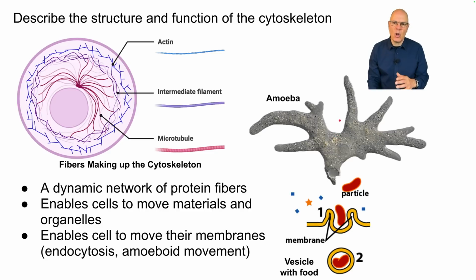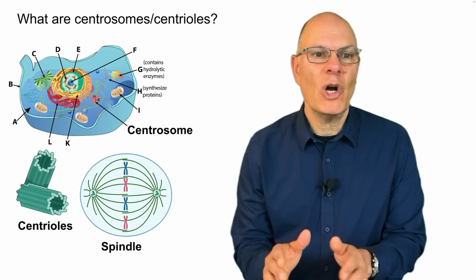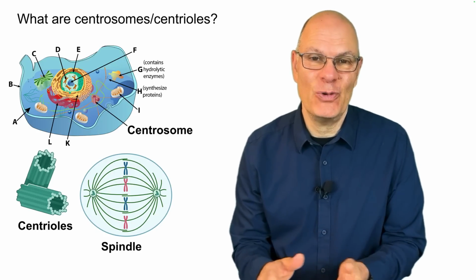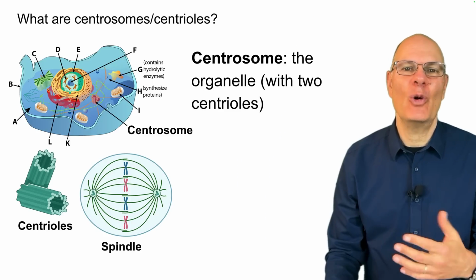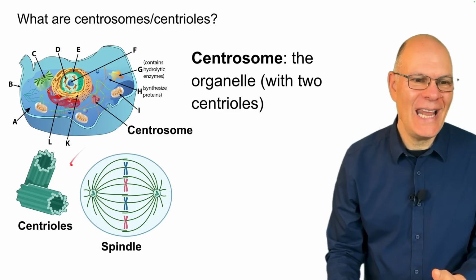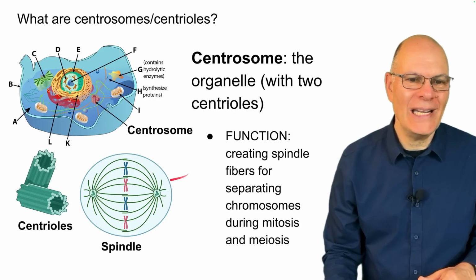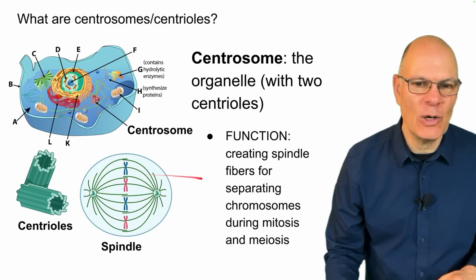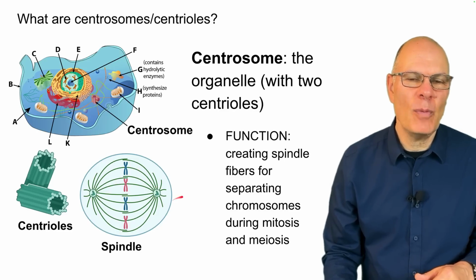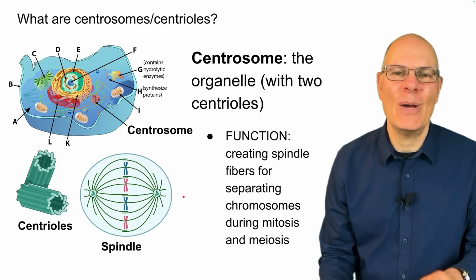or also moving their entire bodies. This is an organism called an amoeba, and it moves by extending parts of the membrane over the surface, enabling it to crawl. How does it do that? Through the cytoskeleton. What are centrosomes and centrioles? Centrosomes are the organelle. They contain 2 centrioles. And the function is creating spindle fibers, that's what these are over here, that separate chromosomes during mitosis and meiosis.